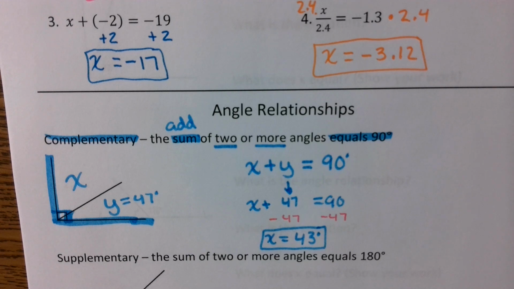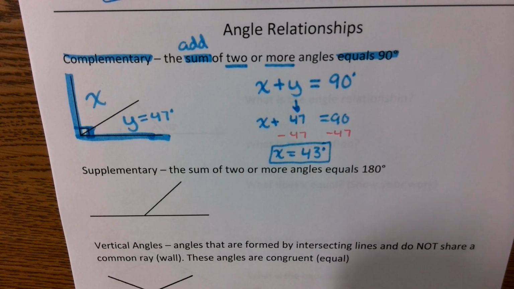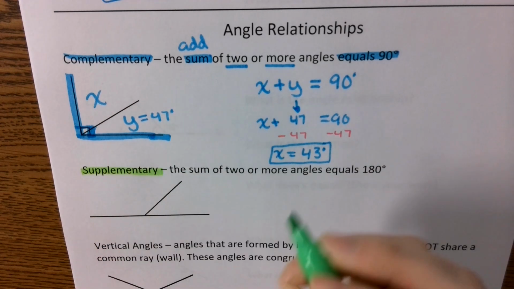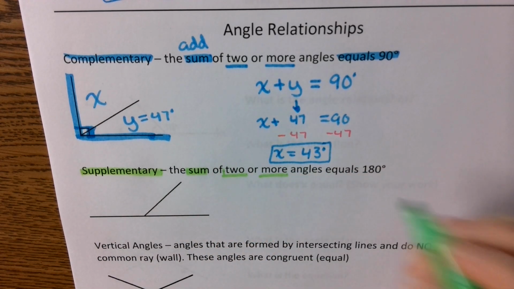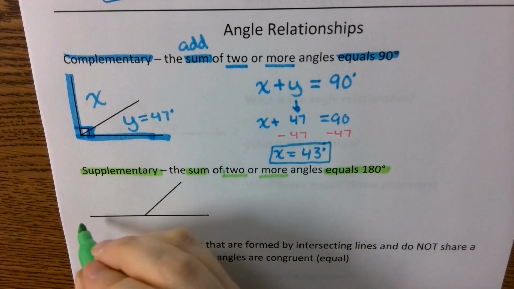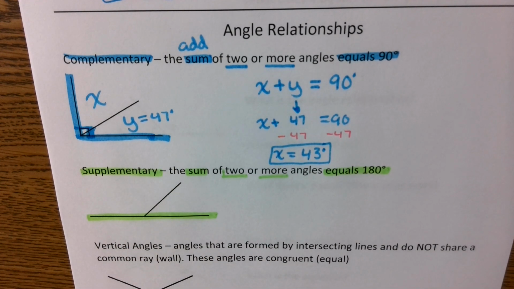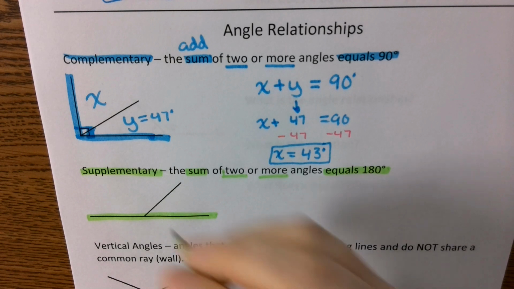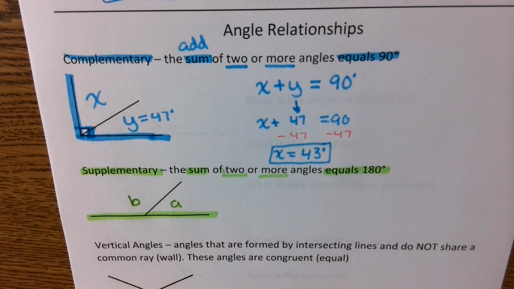Now we also have the relationship of supplementary angles. Supplementary angles are also going to have a sum of 2 or more angles, and its sum is going to equal 180 degrees this time. So supplementary angles look like a straight line when you piece the angles together, when you pair those angles up. So let's say that this was angle B and this is angle A.